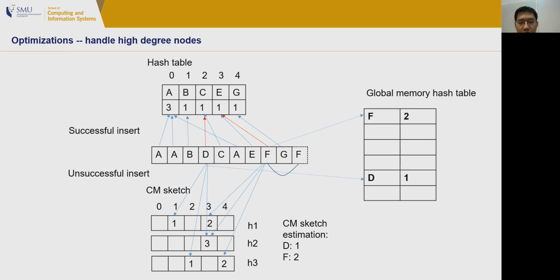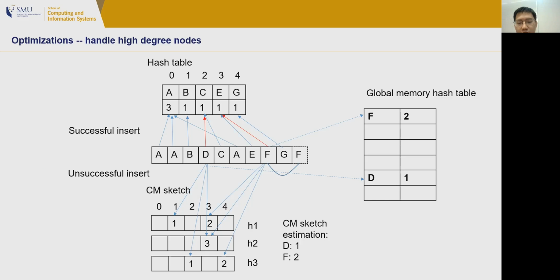The common sketch records the total count of all labels that are inserted into the same sort by different hash functions. Thus, it provides a good upper bound for the accurate label counts. If the maximum label count in the shared hash table exceeds the maximum count estimated by the common sketch, we can confirm that the most frequent label of the label list is the label with the highest count in the shared memory hash table.